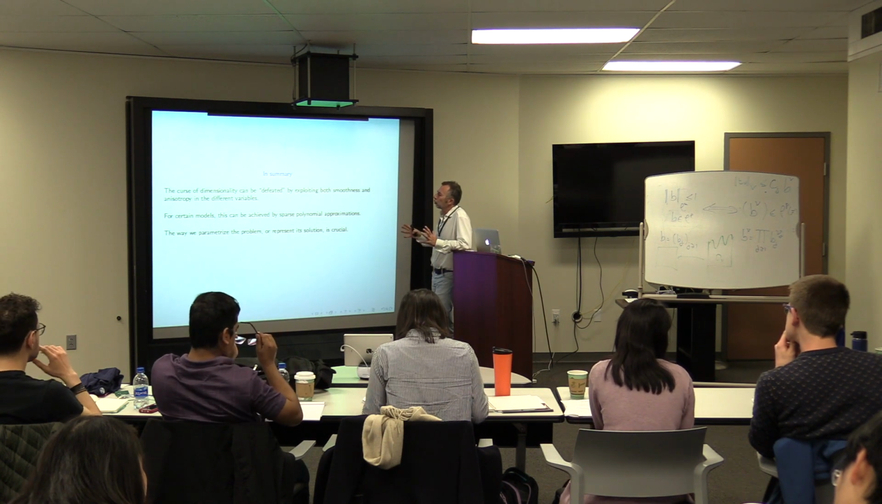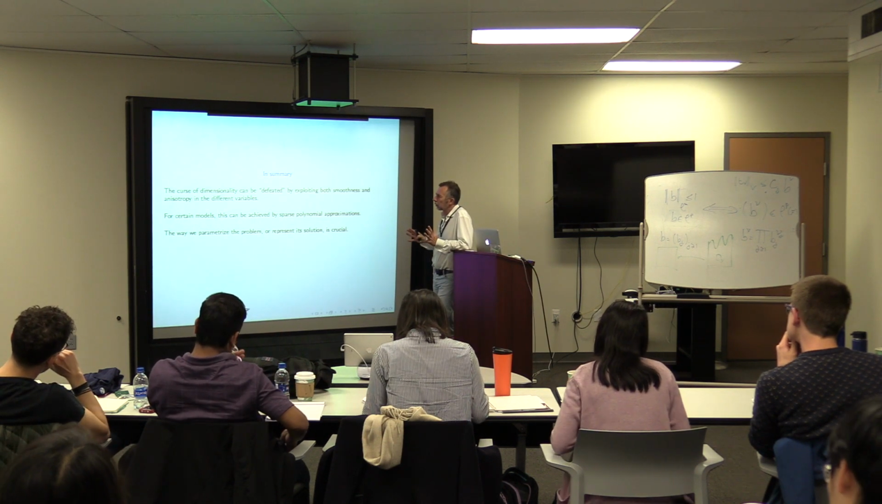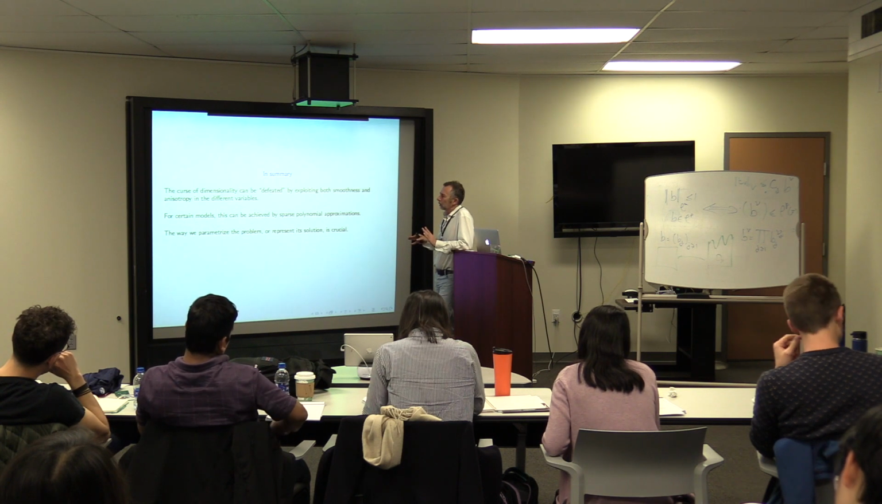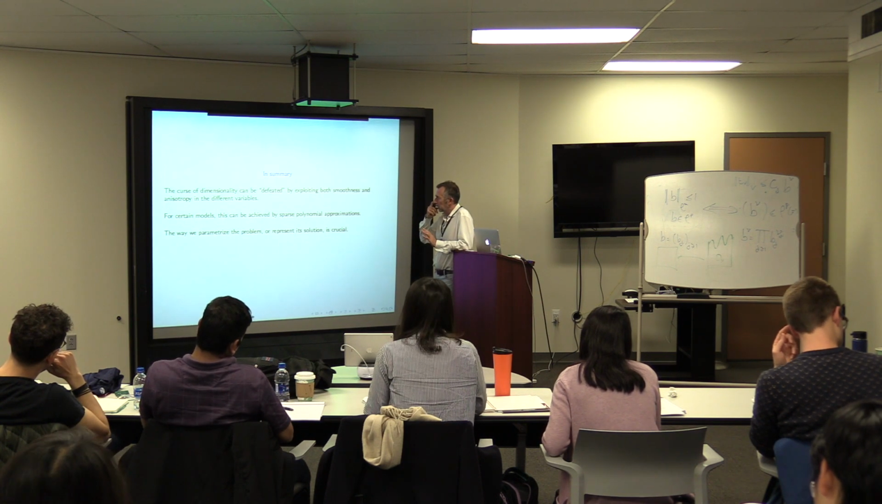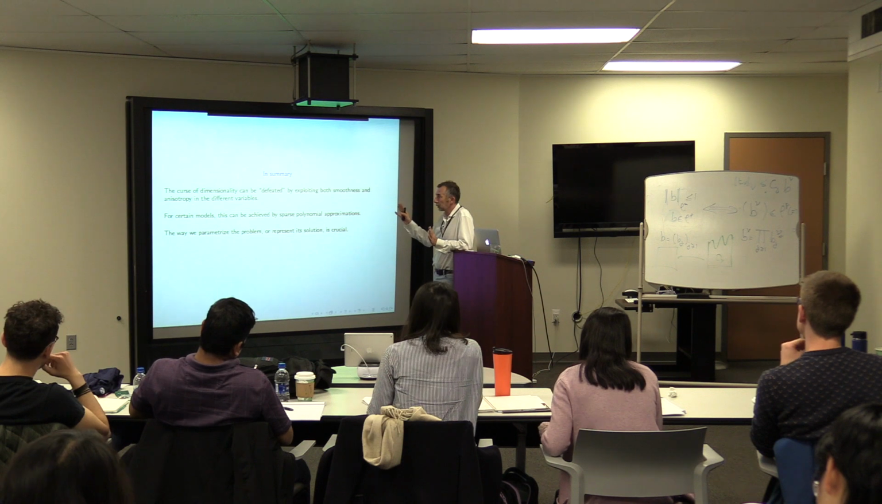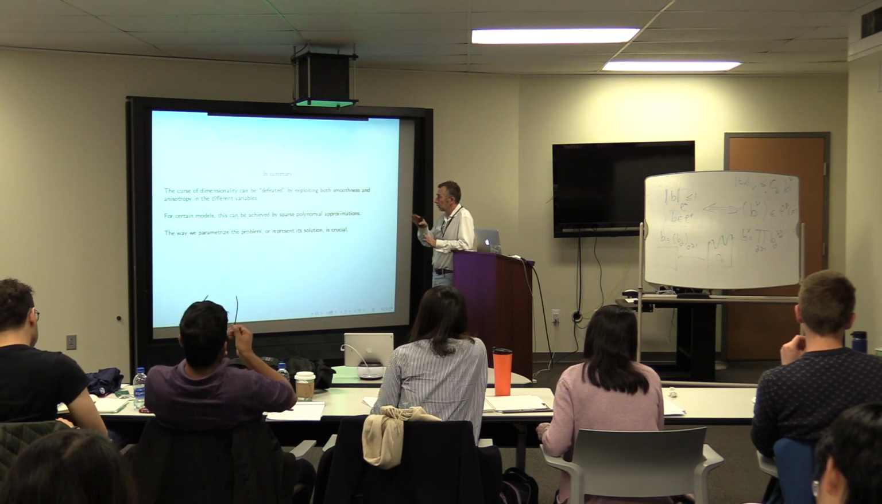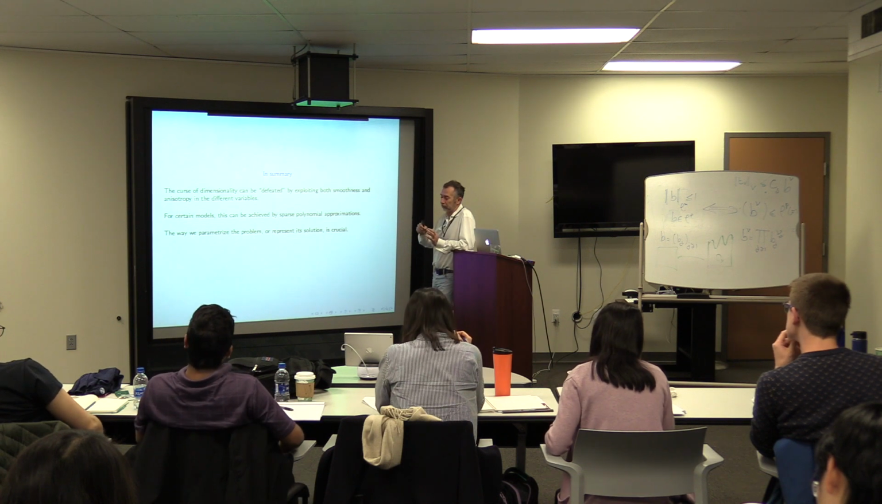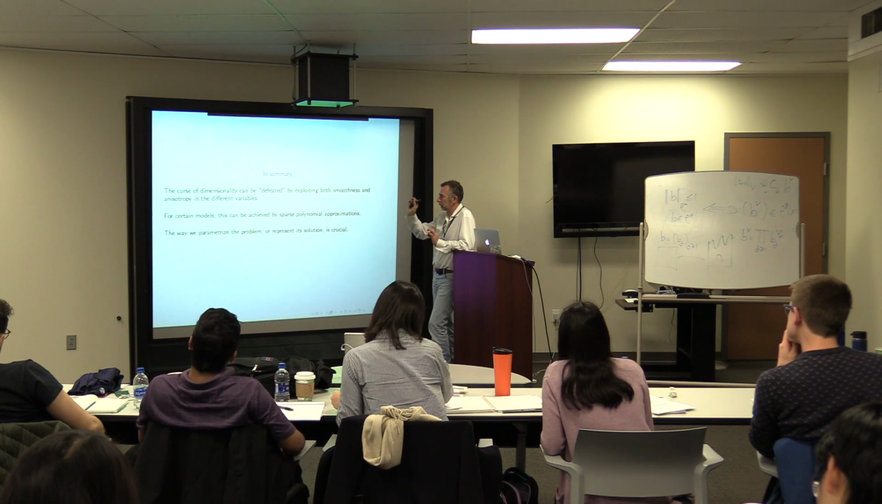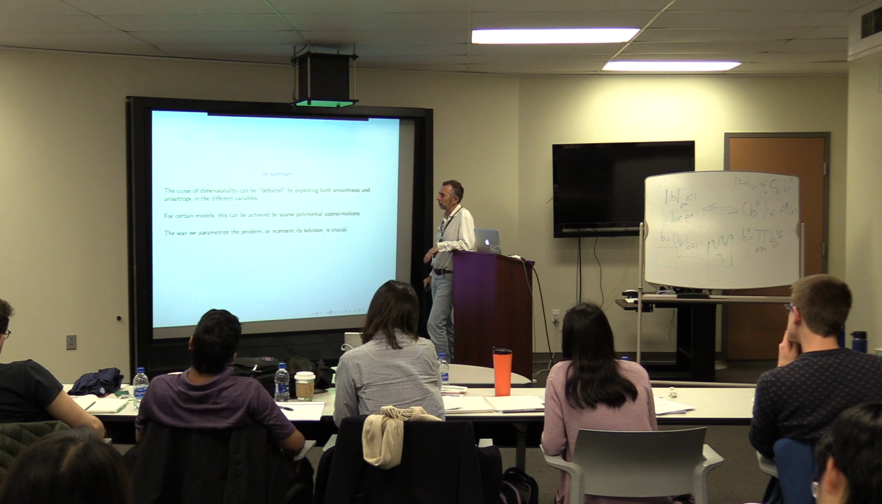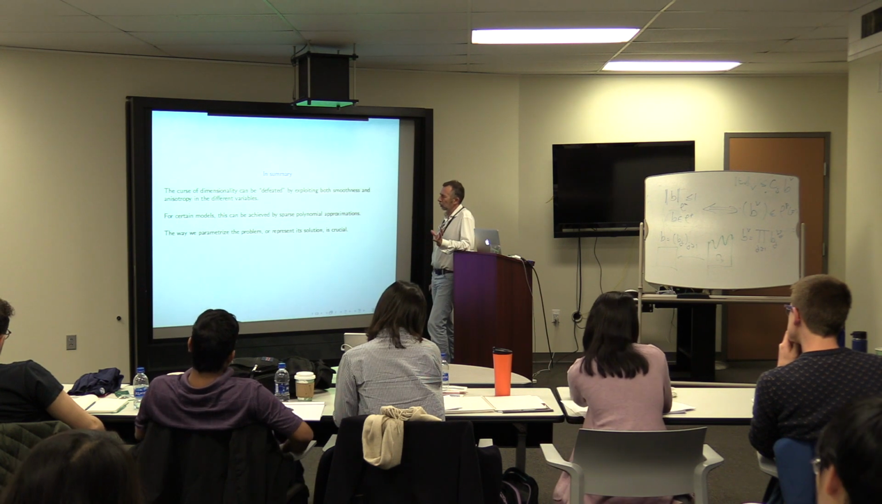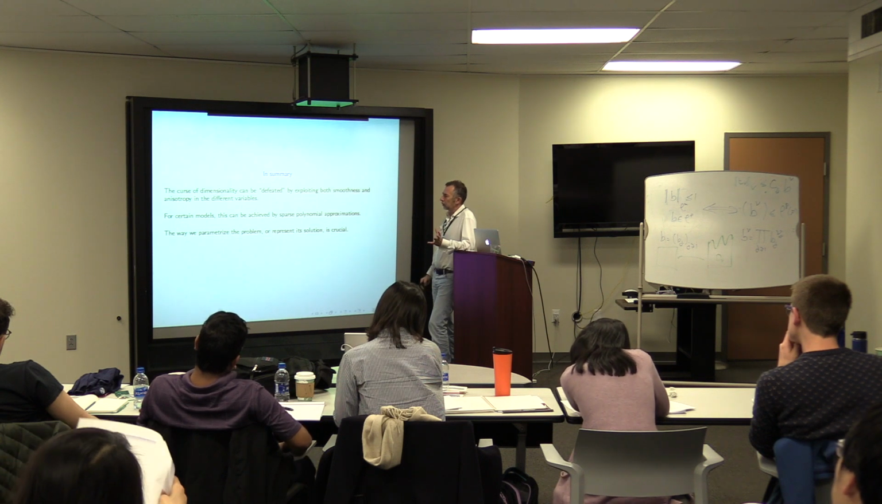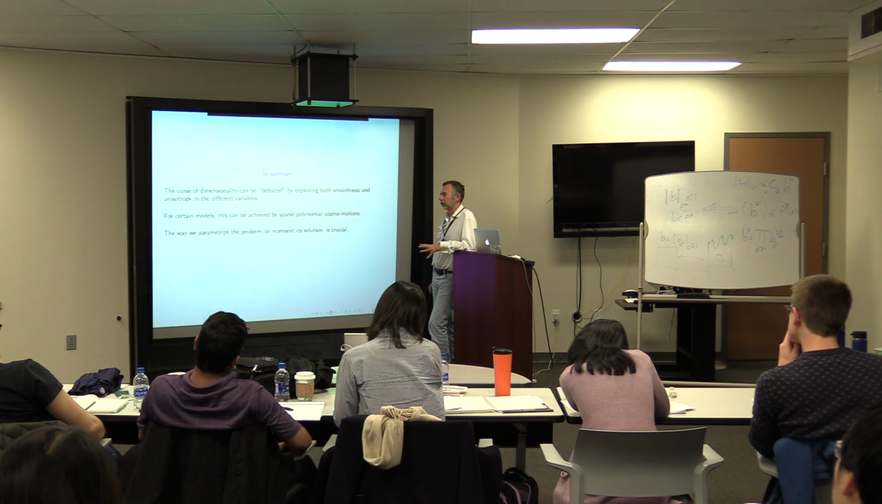What I wanted to show is that the curse of dimensionality can be defeated by exploiting smoothness and anisotropy in the different variables. Anisotropy is the key. Anisotropy is expressed through this psi j, which has certain summability property. And for these models, everything can be done by sparse polynomial approximation. This is sort of nice.